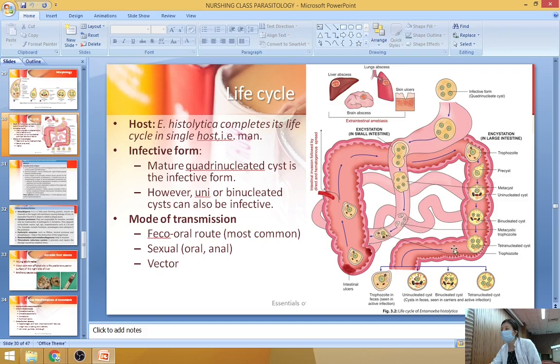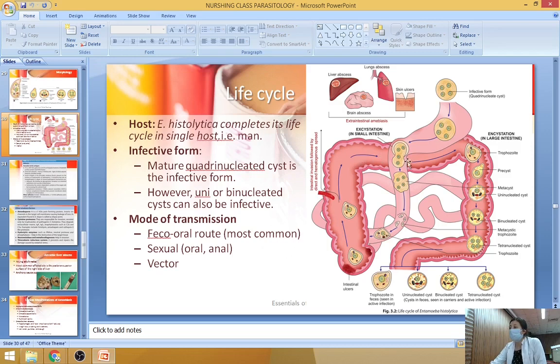Then after that, trophozoite formation will be there. In the trophozoite, there will be RBC, WBC, everything. They become mature. Then once they go into the intestine, they might cause intestinal ulcer, which we call the flask-shaped ulcer and all. This is the adult formation.